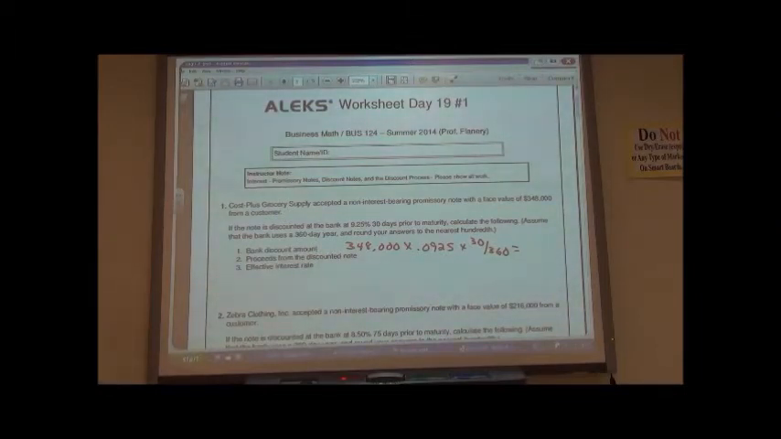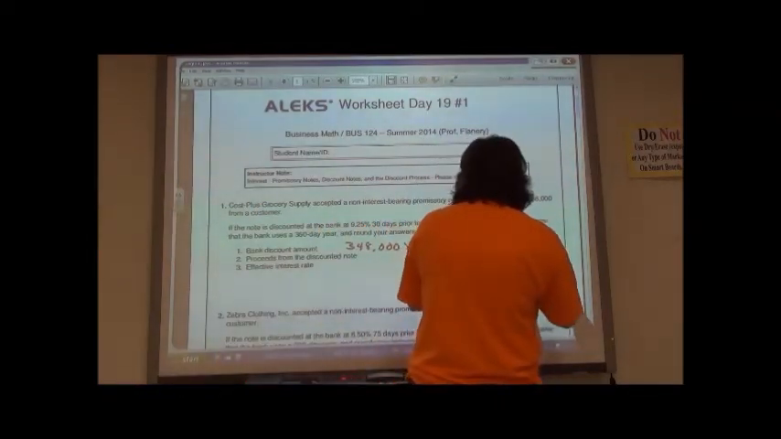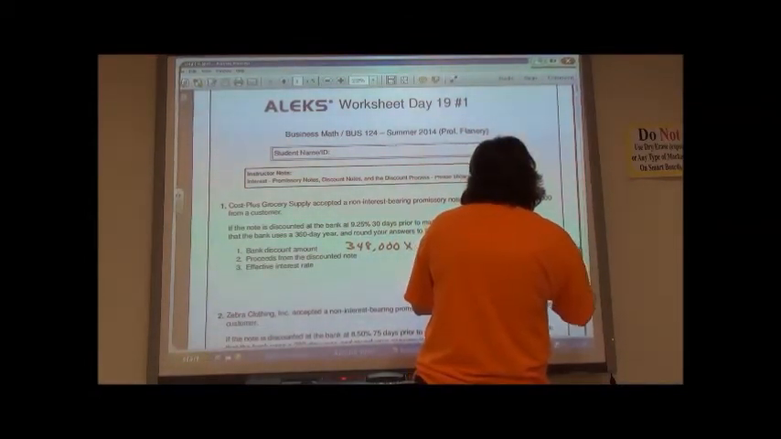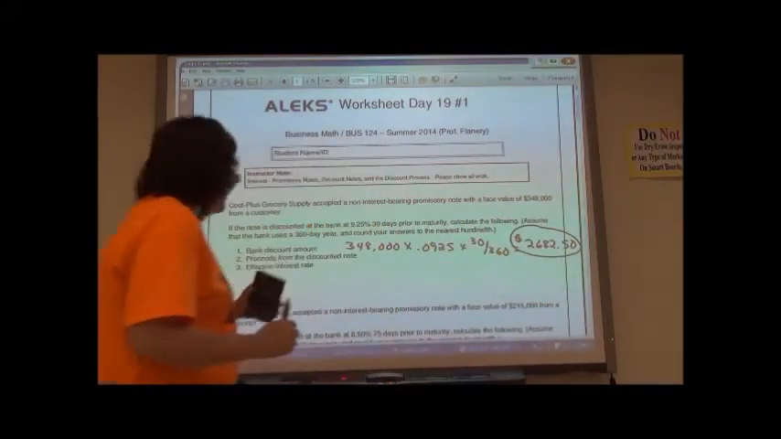And so I'm going to go ahead and multiply that out. 348,000 times 0.0925 times 30 divided by 360 gives me $2,682.50. So $2,682.50, that's going to be the amount of what the discount is.